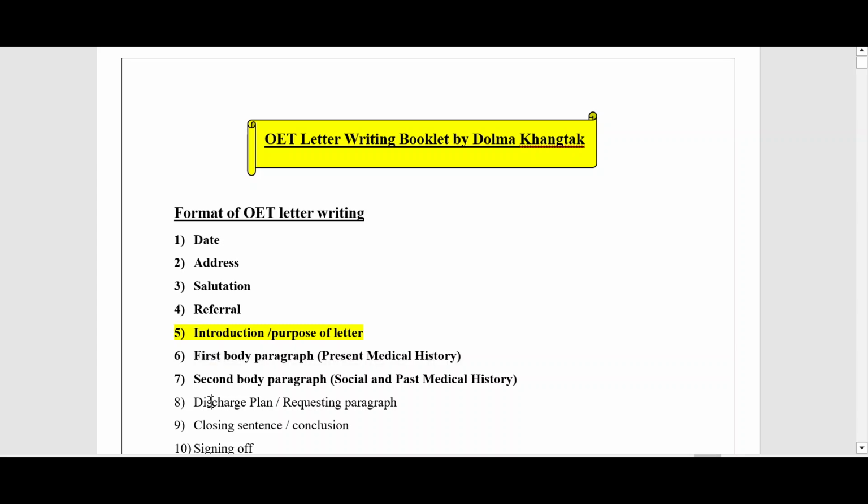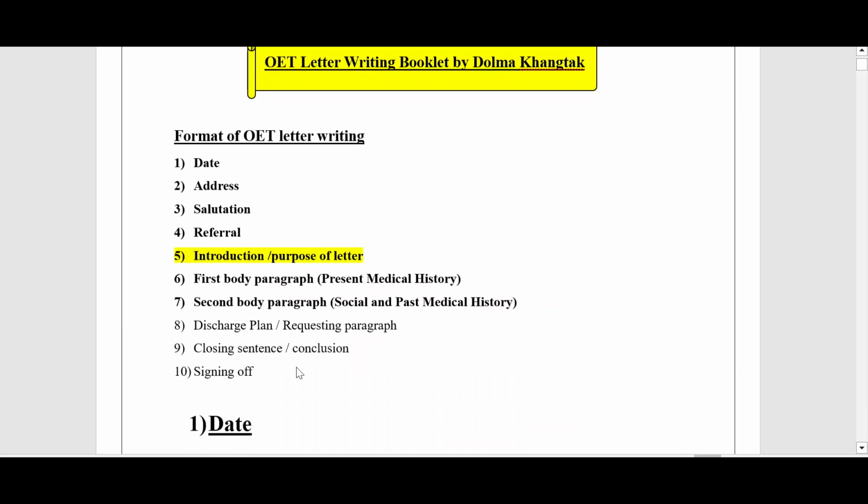So now I'm going to start with the discharge plan again. There are certain keywords you should use, and I'm going to explain how the structures are also. And our closing sentence is a simple one. You can use any form of the sentence, but from my point of view, I would like to tell you guys to write one sentence in every letter so that you will not make a mistake. That I will teach you again in the next explanation. And signing off, yours faithfully or yours sincerely, that also I will teach you in today's video only. So now we are going with the discharge plan or the requesting paragraph.